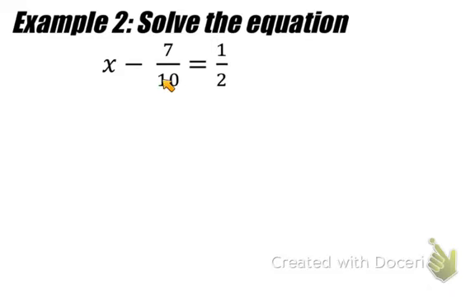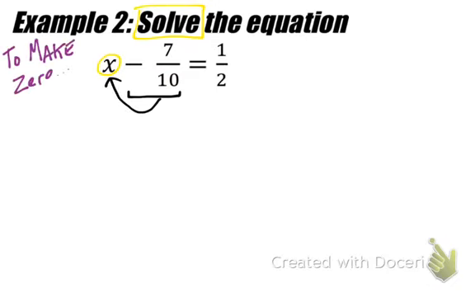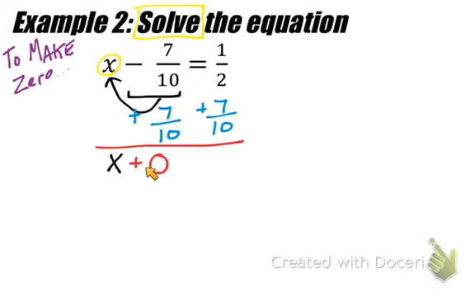When we solve the equation, we're trying to find the value of x in this specific situation. So we notice that what's being done to x is we're actually taking away 7 tenths from it. So the inverse operation to zero this out would be to add the 7 tenths to both sides. So if we add 7 tenths to the left side and add 7 tenths to the right side, we're left with x plus 0 equals, well, let's take a look at how we actually add 1/2 and 7 tenths together on the side here.